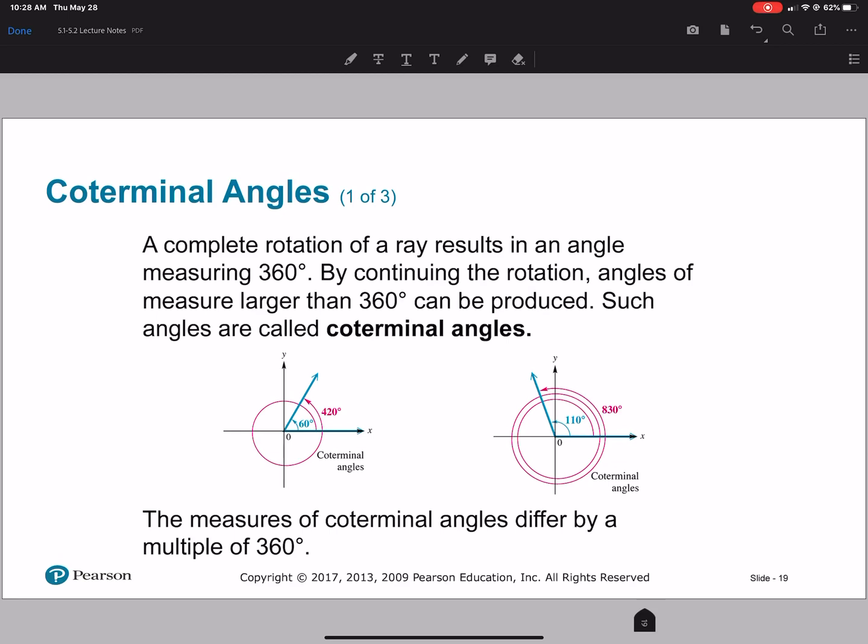Just like we look at 60 degrees, our positive coterminal angle would be what? If you add 360 to it, you'll get 420. Now, if we were to look at 110, we know that if we go around, we add 360 to it, then we add 360 again. That's how we get it. We add 360 twice, so we went around twice. So that's our second positive coterminal angle. All right? So keep that in mind.